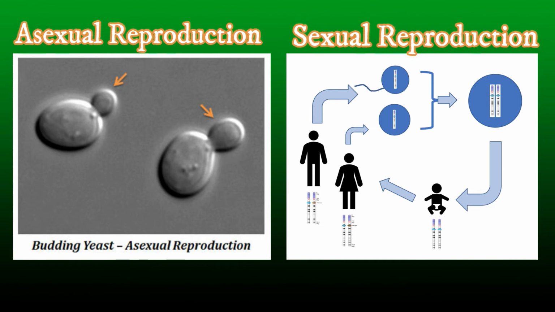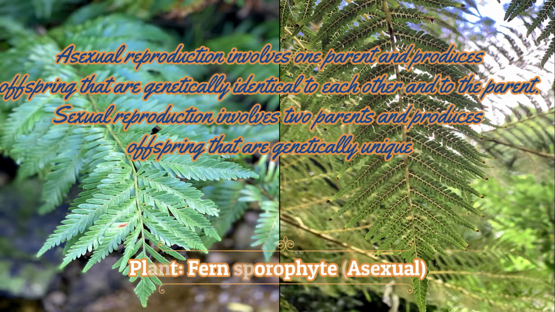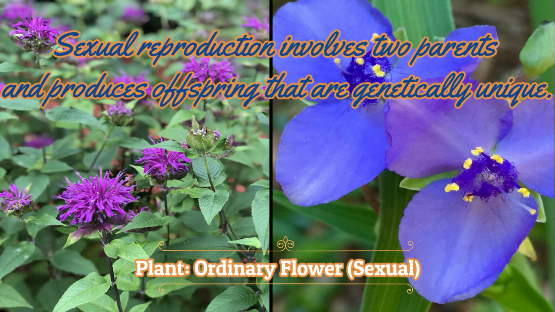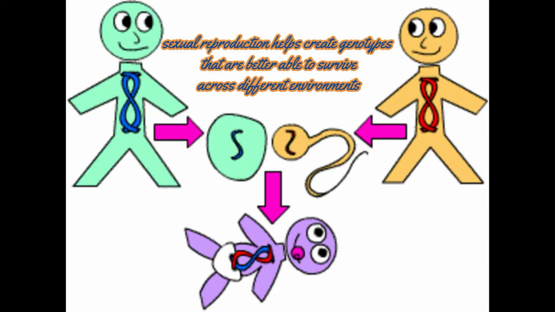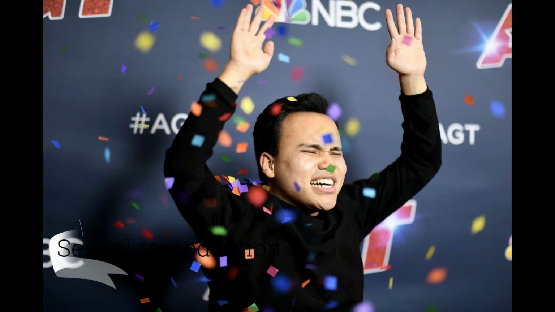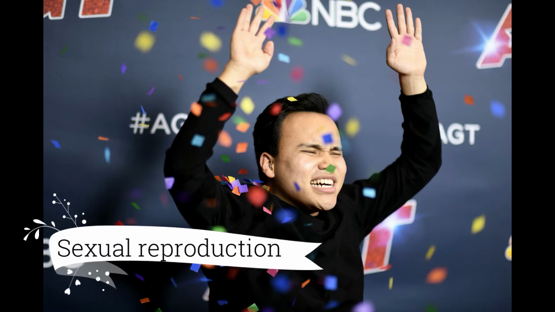Asexual and sexual reproduction. Asexual reproduction involves one parent and produces offspring that are genetically identical to each other and to the parent. Sexual reproduction involves two parents and produces offspring that are genetically unique. Sexual reproduction helps create genotypes that are better able to survive across different environments. In contrast, asexual reproduction yields types that are suited to only one environment. Therefore, sexual reproduction is better in a changing environment.